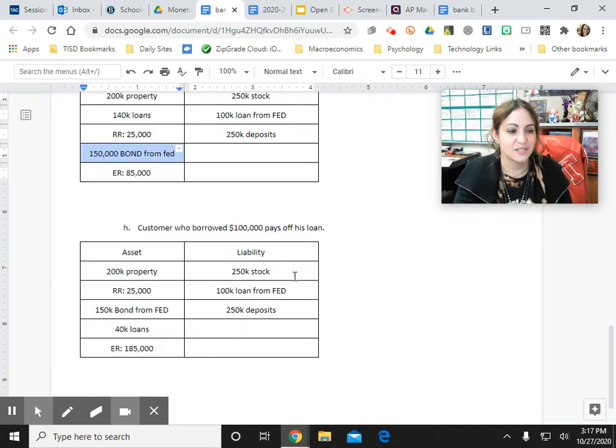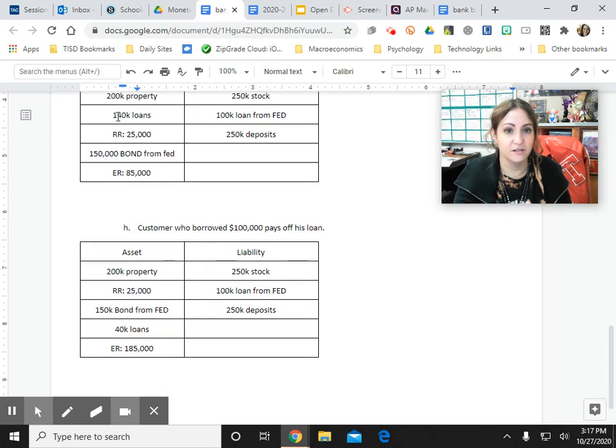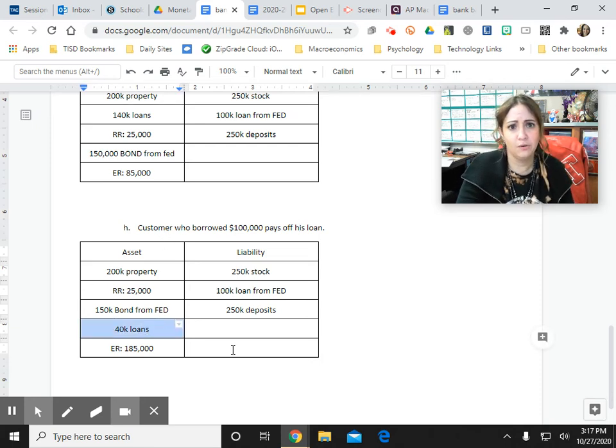And last part, the customer who borrowed $100,000, so that loan from before, they borrowed it. Well, here it is. There's a loan from before. They borrowed $140,000, but they're paying off $100,000 of that loan. They're not paying all of it. They're paying $100,000 off of $140,000. That leaves $40,000 left. But where does this extra money go? That they paid off the money, like they paid off the loan. It goes into excess reserves. So you paid off your loan. There's less in loans of $100,000 and more in excess reserves.